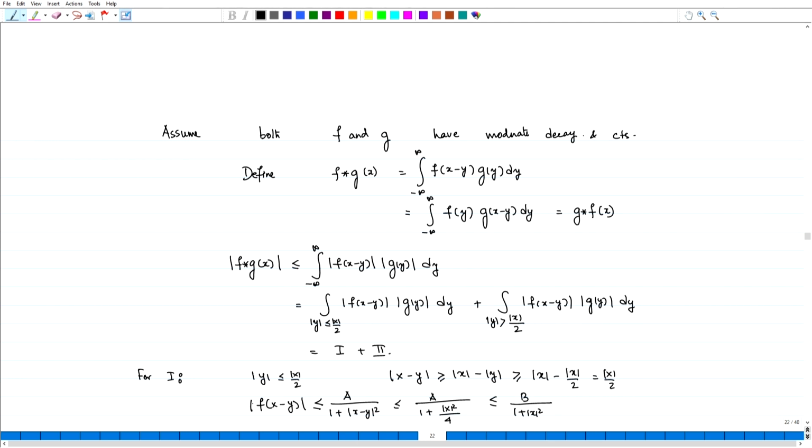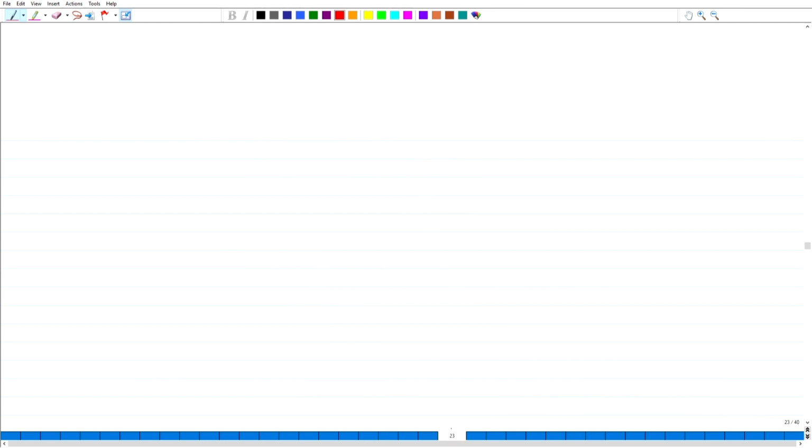So the modulus of I is less than or equal to some constant B over 1 + |x|² times the integral from minus infinity to infinity of |g(y)| dy, which is a finite number and which is independent of x. Therefore, the first part gives the moderate decay. This is what we are getting for the first part. Now, let us look at the second part.